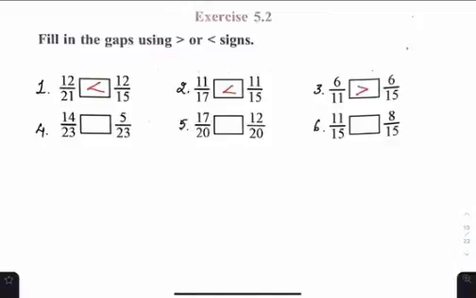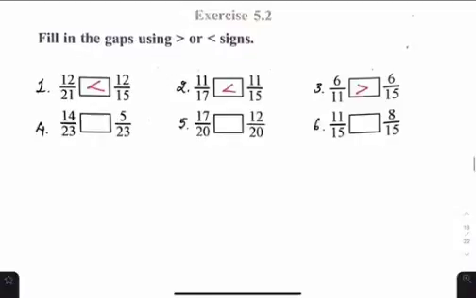Now next, 14 by 23 and 5 by 23. Both the denominators are the same, but numerators are different. 14 is more than 5. So when the numerator is more, then the whole fractional value gets a higher value. So 14 by 23 is greater than 5 by 23. 17 by 20 is greater than 12 by 20. 11 by 15 is greater than 8 by 15 with a similar rule that we have been following.